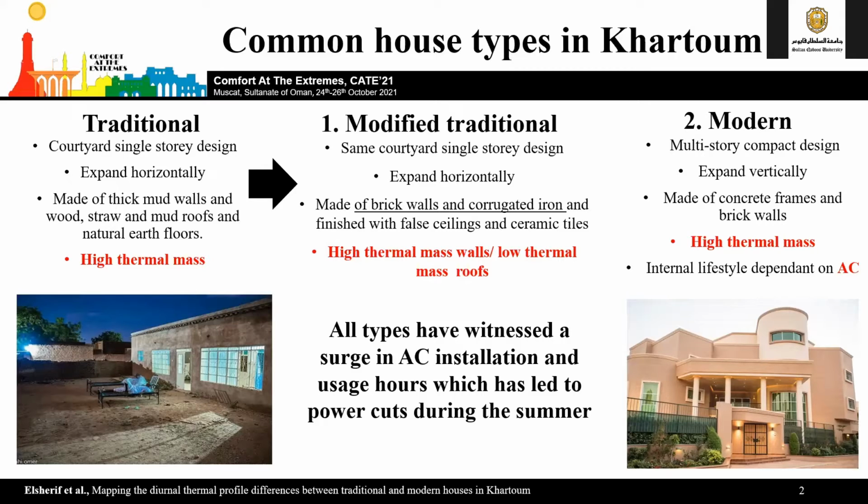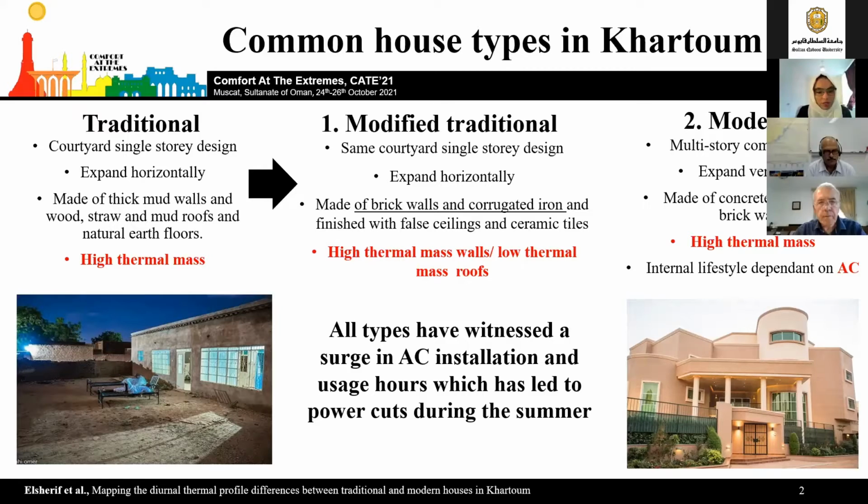We've also had a lot of modern Mediterranean type villas, like the one you can see here to the right. And these villas are concrete frames with brick walls. They really depend on an internal lifestyle with a lot of air conditioners, very similar to what you see in the Gulf. Now, in recent years, all of these types have witnessed a surge in installing air conditioners and using them for longer hours. This has led to more power cuts during the summer.